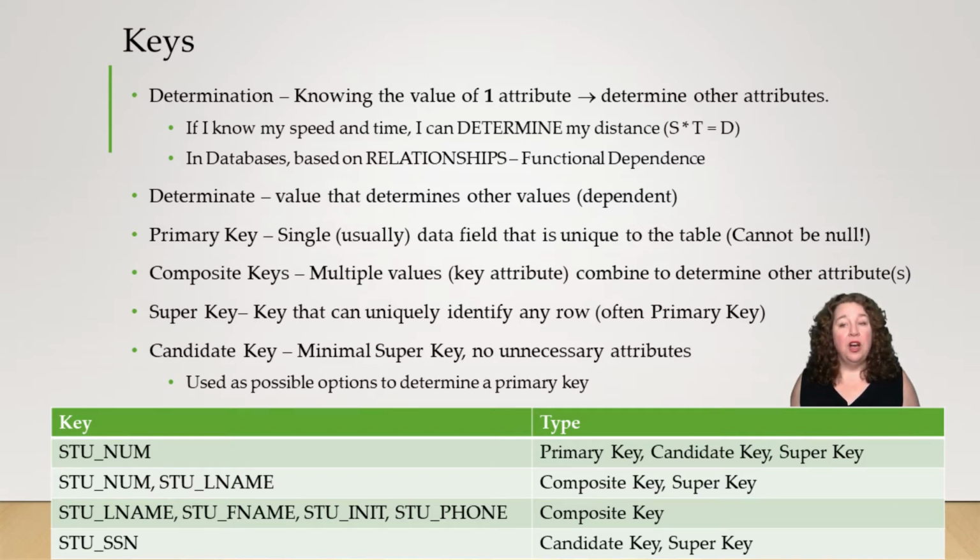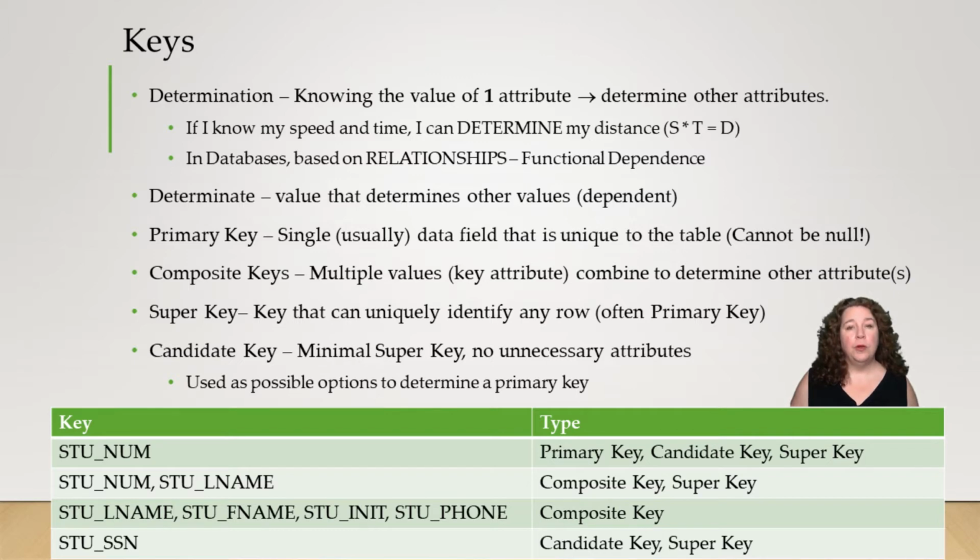The last one on this slide is a candidate key. It is a minimal super key with no other unnecessary attributes. These are the ones that we use. They are candidates to be our primary key. Most tables only have a singular primary key. You only have one thing that you say, this is my primary key.